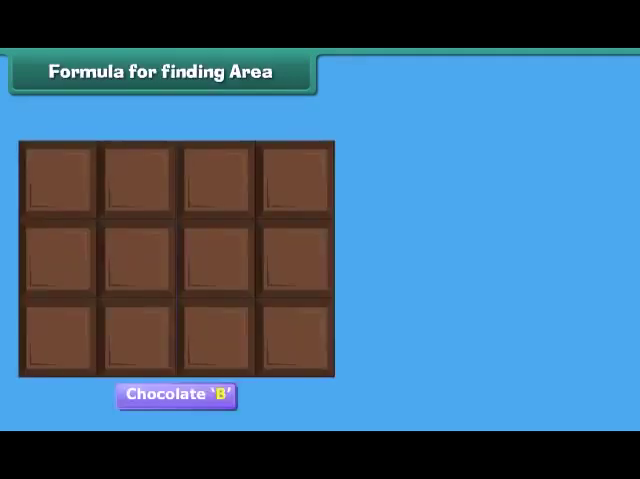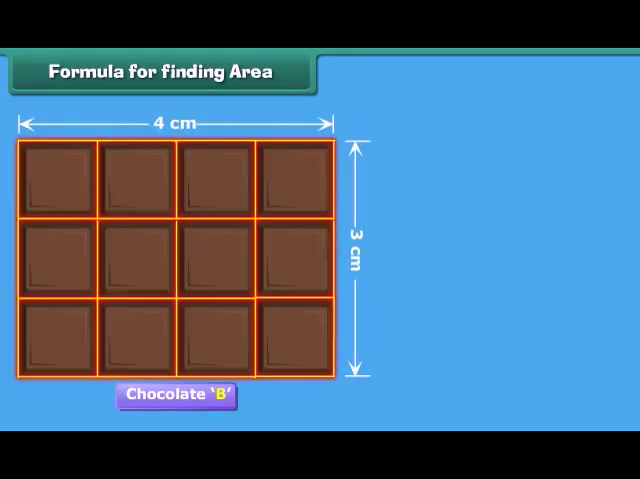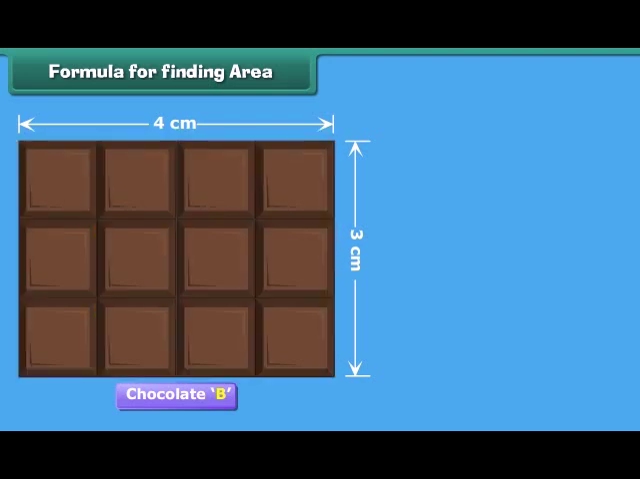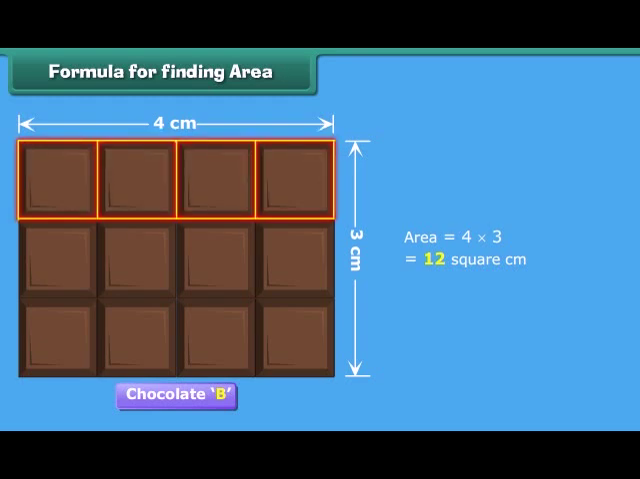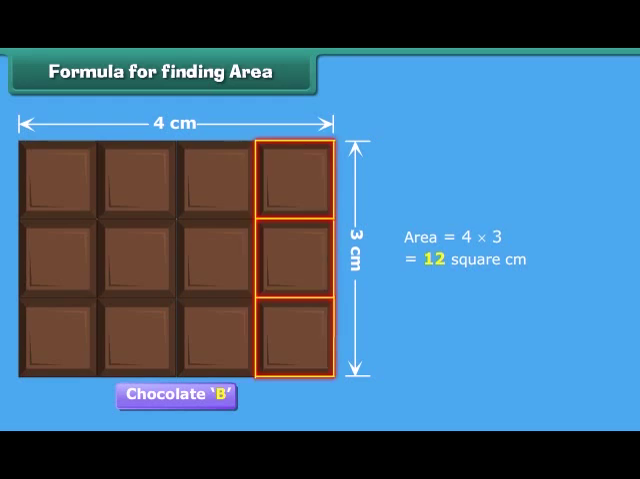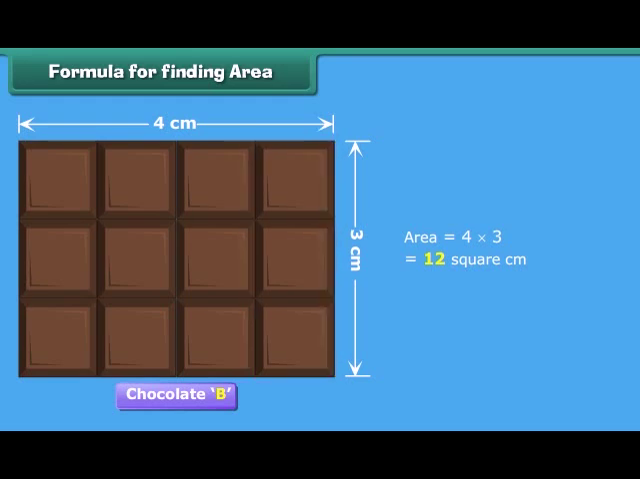We have found the area of the chocolate B by counting the total number of squares on it. Alternatively, we can also calculate the area just by multiplying the number of squares along the length of the chocolate with the number of squares along its width. Thus, area is equal to the length multiplied with the width.